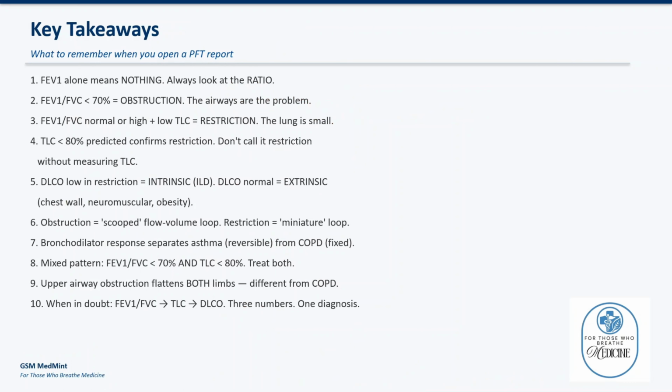So now we talk about the key takeaways, what to remember when you open the pulmonary function test report. Number one, the FEV1 alone means nothing. Always look at the ratio. FEV1 over FVC less than 70% means obstruction. The airways are the problem. FEV1 over FVC normal or high plus low TLC means restriction. The lung is small. The TLC less than 80% confirms the restriction. So do not call it restriction without measuring the TLC.